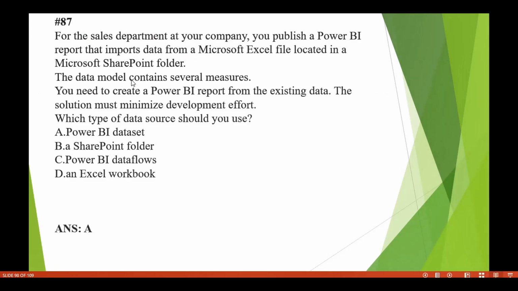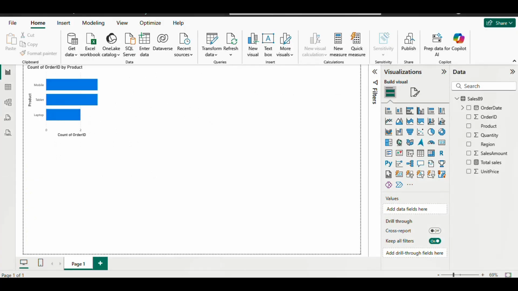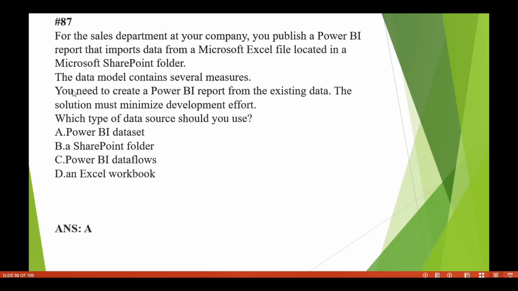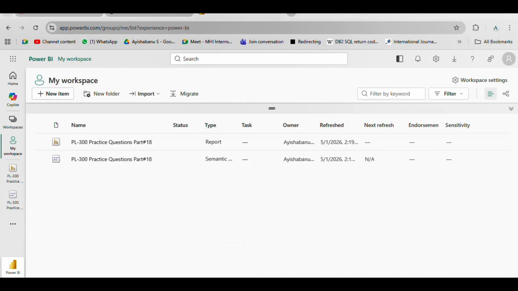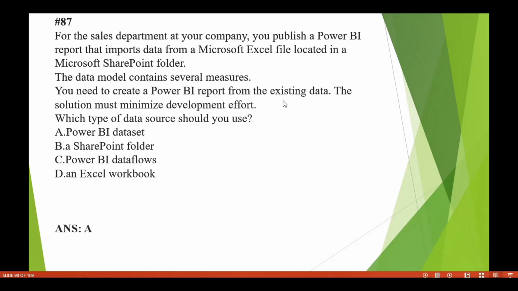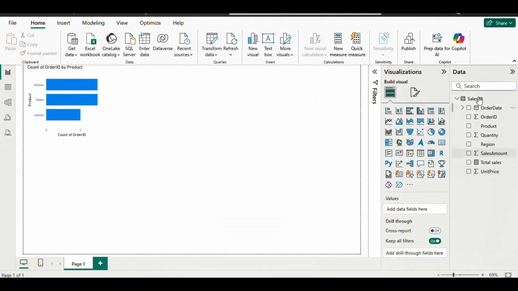Now this data model contains several measures. You can see several measures are there, like Total Sales. Now you need to create a Power BI report from existing data. Another report you want to create. Already we have one report, PL-300 practice questions. Now another report you want to create, but that report we need to create from existing data. We don't need to import data again or duplicate this data.